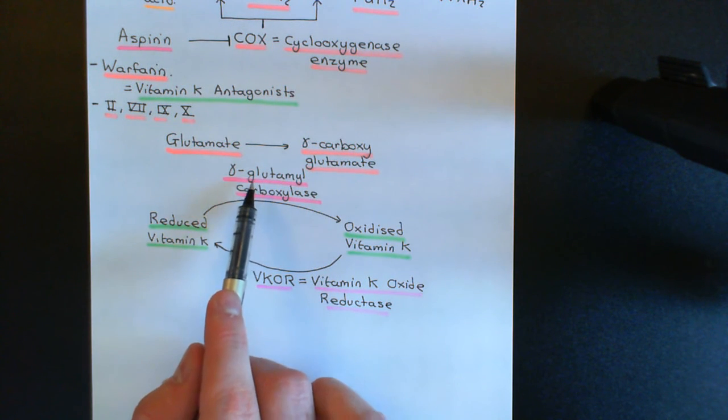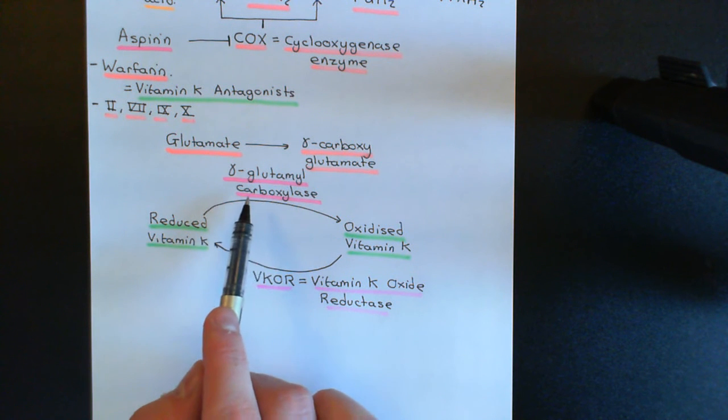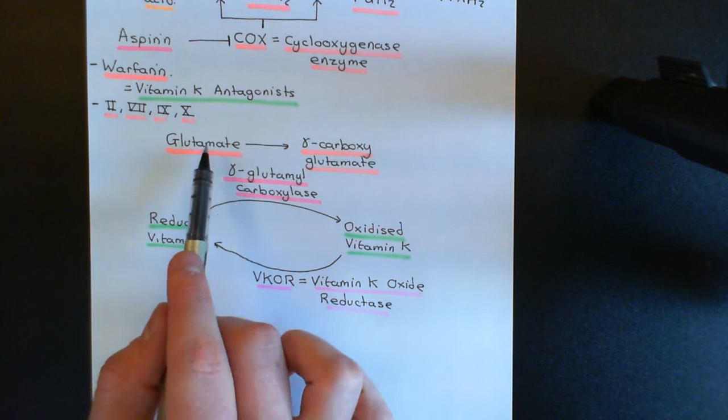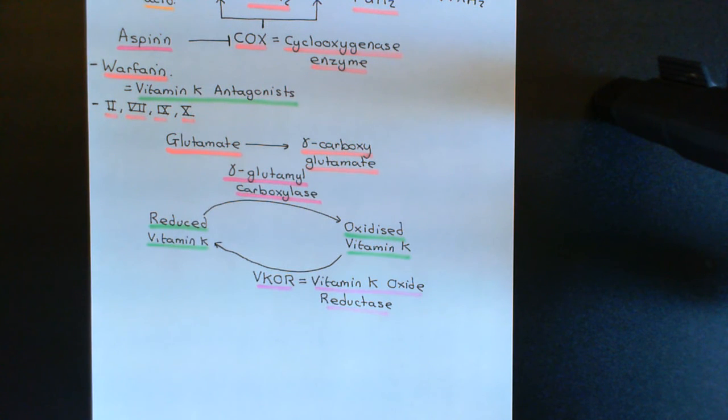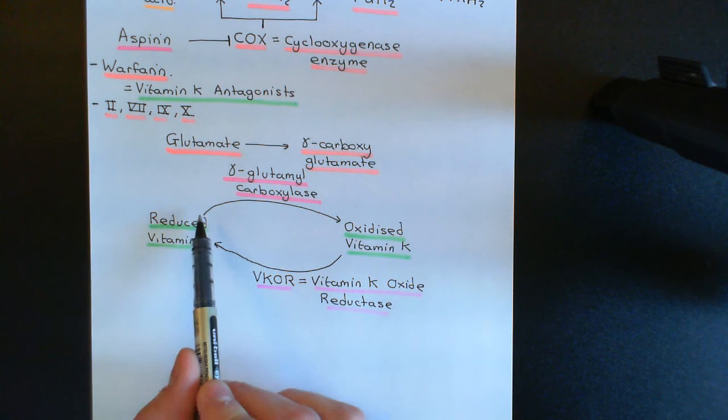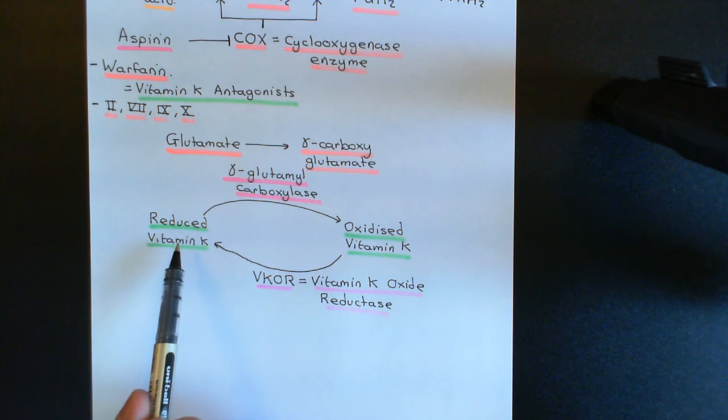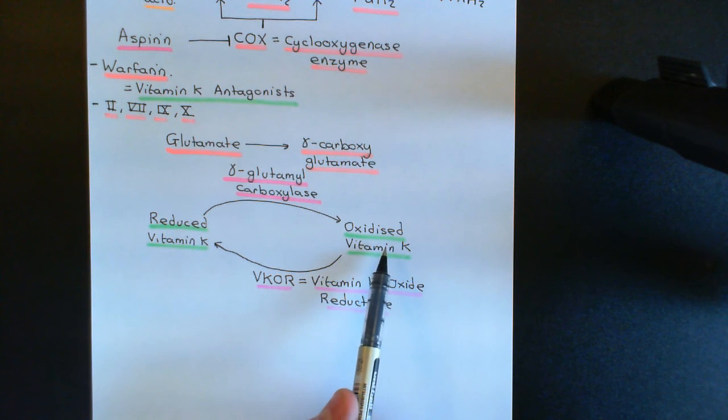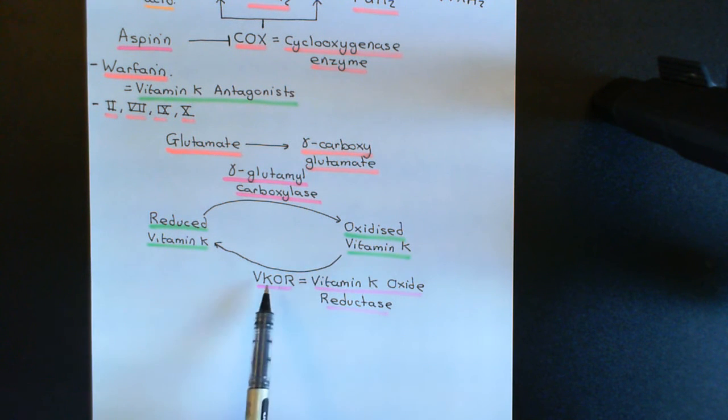The enzyme that does that conversion is called gamma glutamyl carboxylase, and every time it converts a glutamate residue into a gamma carboxyglutamate residue, it has to also convert a reduced vitamin K molecule into an oxidized vitamin K molecule. To prevent the reduced vitamin K running out, there is another enzyme called vitamin K oxide reductase, VKOR, which converts oxidized vitamin K back into reduced vitamin K.